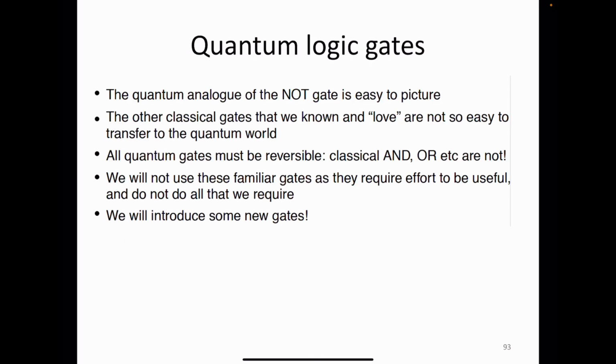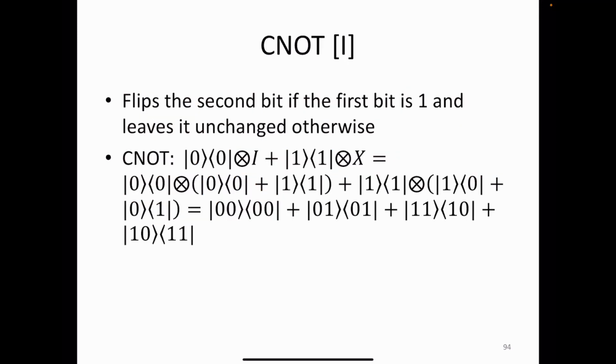The quantum analog of the NOT gate is therefore easy to picture, and other classical gates that we know are not so easy to transfer to the quantum world. Okay, so the rest here is not big news. We have reversible gates and we have to have reversible gates, and why we do that we talked about before.